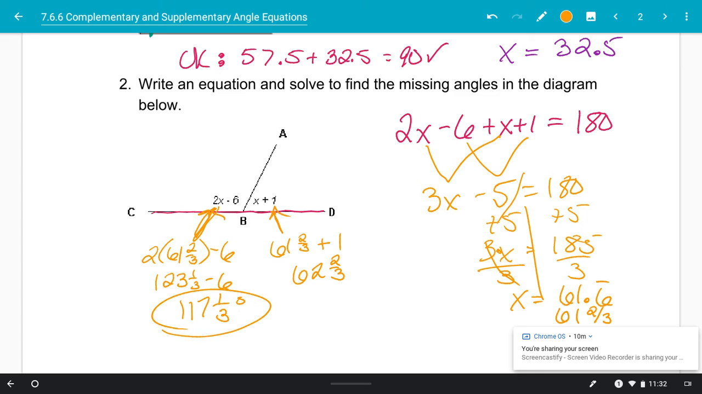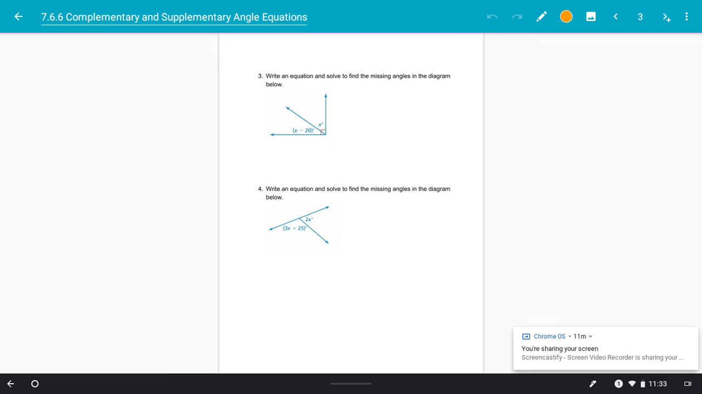So we get our two angle measurements here. I'm putting my units of degrees to indicate that those are talking about the angles. So the 61 and 2/3, I'm not marking that with a degree symbol because it is not an angle. That's just my value of x, which I then use to substitute to actually find our angle measurements. So the 62 and 2/3 is an angle measurement, so I'm going to use the degree symbol, and the 117 and 1/3, also an angle measurement, so I use my degree symbol. All right, we have two more problems to practice with.